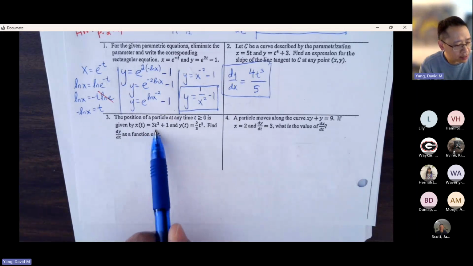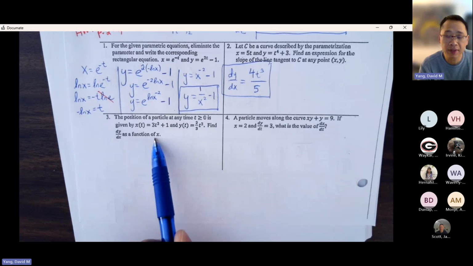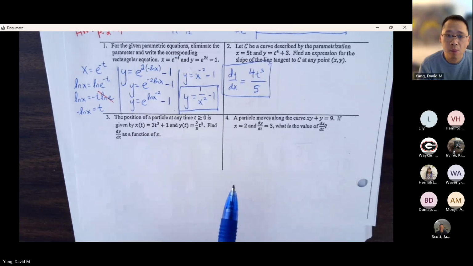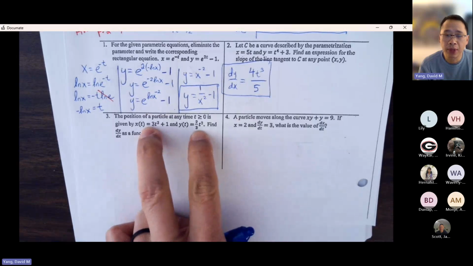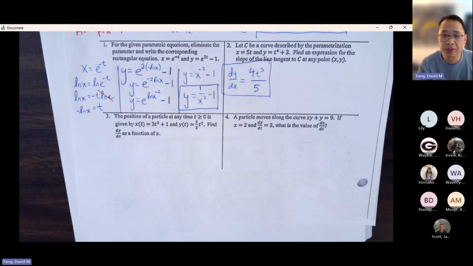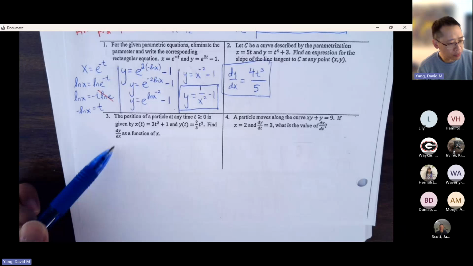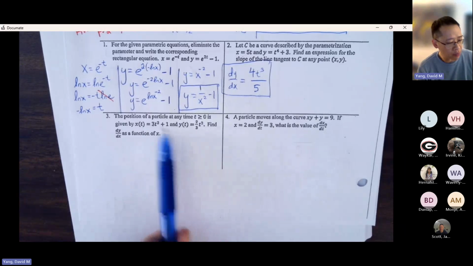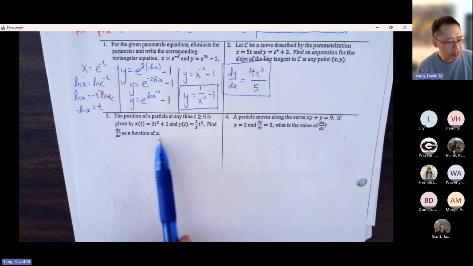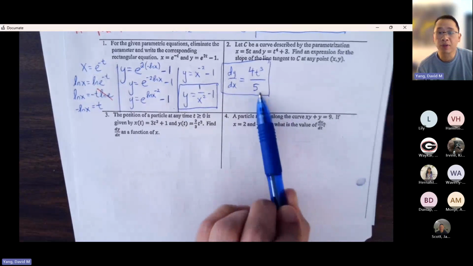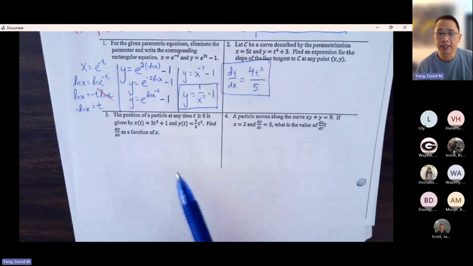The position is given by x of t and y of t. Find dy dx as a function of x. Basically, we'll get our equation down in terms of x and y, and then we can find the derivative once our t variables are gone. Or we can do this. We'll just find y prime over x prime. And then once we find the derivative, maybe this is easier here. We'll just find the derivative like how we did for number 2. And then we can make our substitution at the end. Just make sure that our t's are replaced in terms of x.